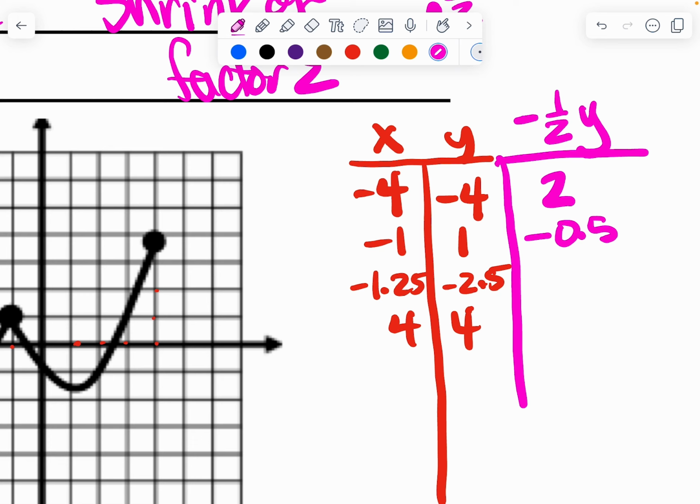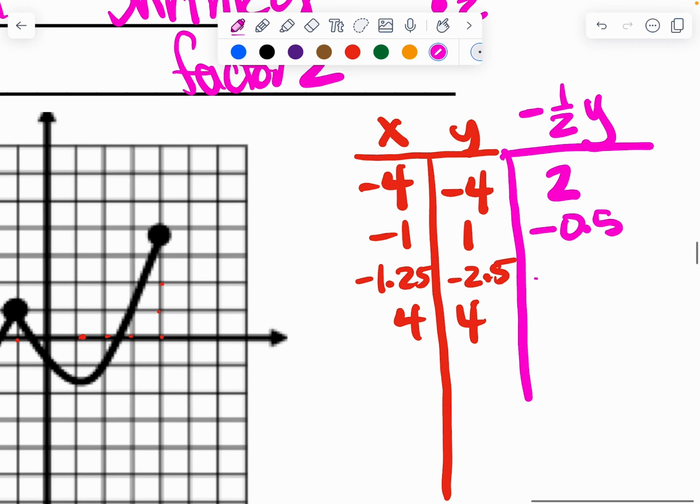So 2.5 times 0.5. Oh, yes, I definitely should have done that because that's dividing in half. Oh, okay, and it's 1.25 because I multiplied by a negative, and then -2. So now I'm going to plot these points.